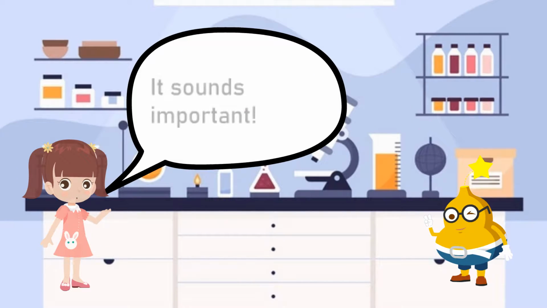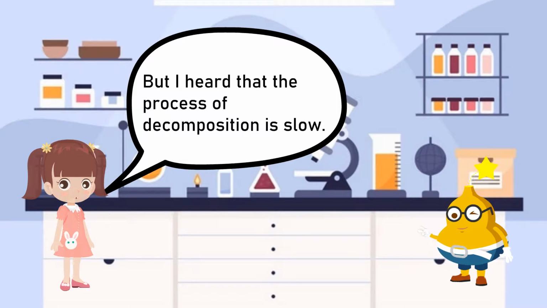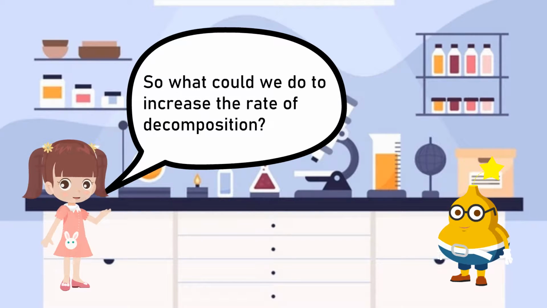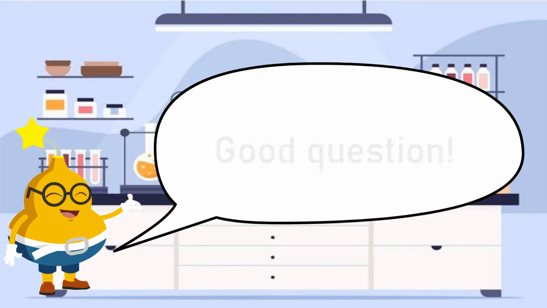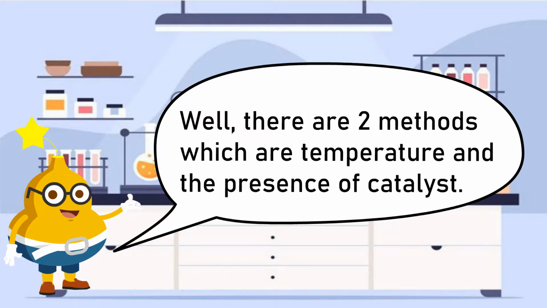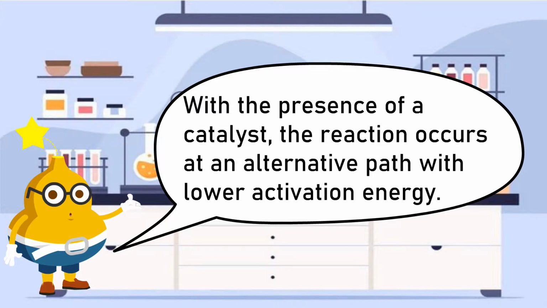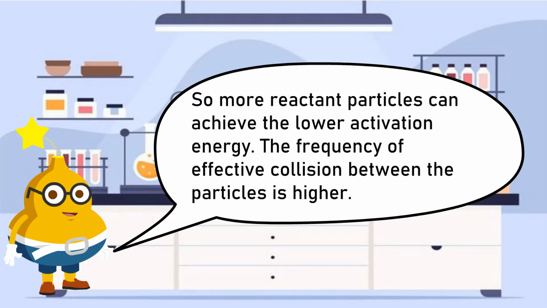It sounds important. But I heard that the process of decomposition is slow. So what could we do to increase the rate of decomposition? Good question. Well, there are two methods, which are temperature and the presence of catalyst. With the presence of a catalyst, the reaction occurs at an alternative path with lower activation energy. So more reactant particles can achieve the lower activation energy. The frequency of effective collision between the particles is higher.